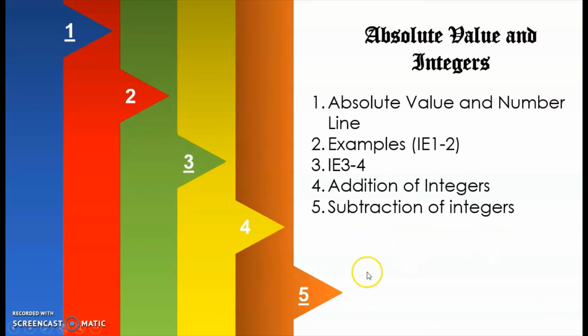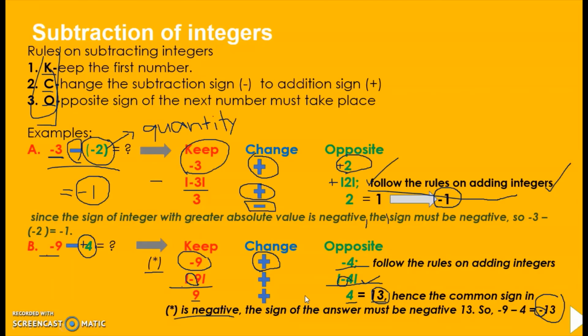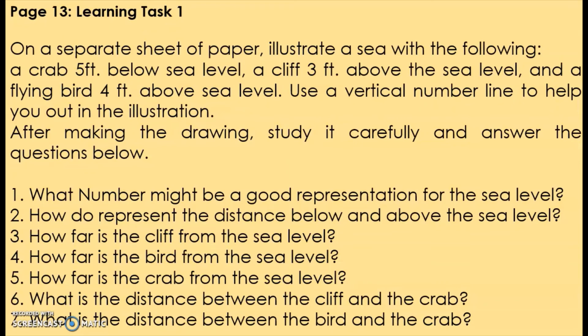For your task, you're going to answer learning task 1 on page 13 of your modules. On a separate sheet of paper, illustrate a sea with the following: a crab 5 feet below sea level, a cliff 3 feet above sea level, and a flying bird 4 feet above sea level. Use a vertical number line to help you in the illustrations.